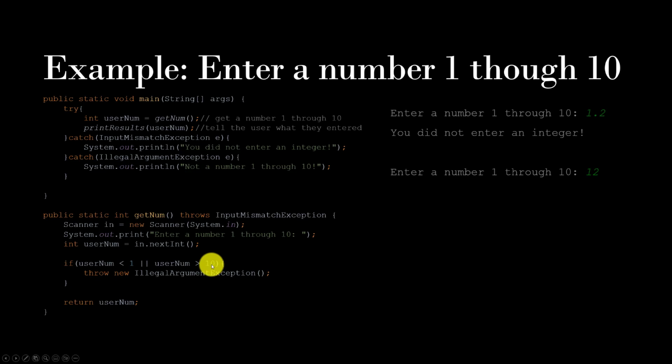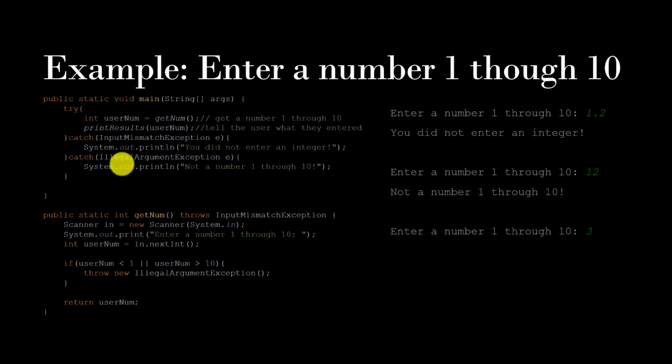Well, 12 is greater than 10, so this is true, and so it's going to throw an illegal argument exception. It's going to skip this part right here and go straight to the illegal argument exception, so it's going to go straight to here: not a number 1 through 10. And so that's what's going to print.